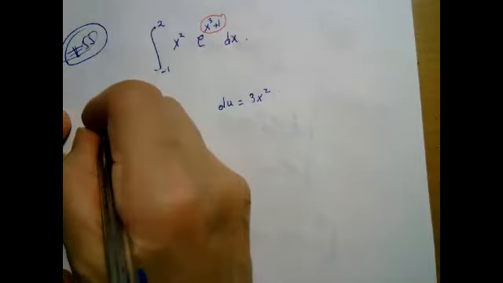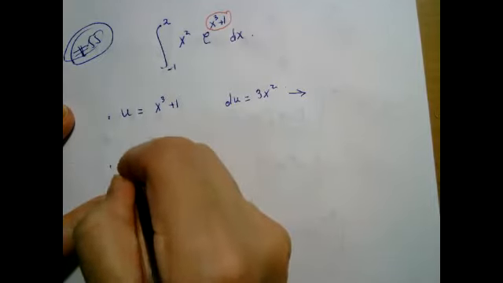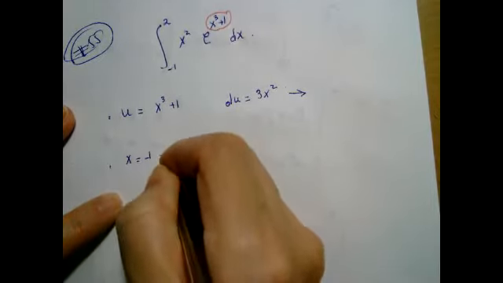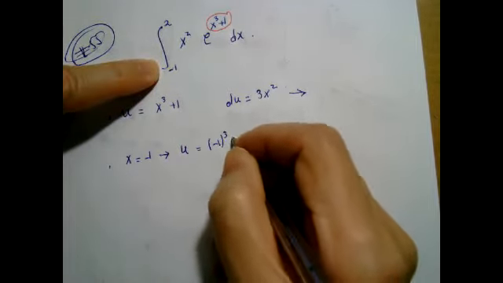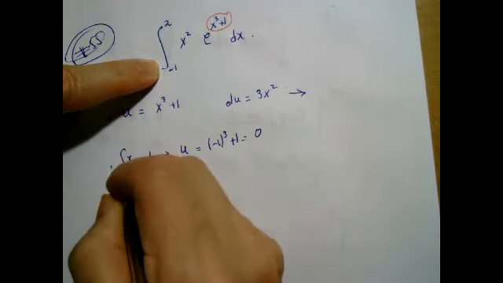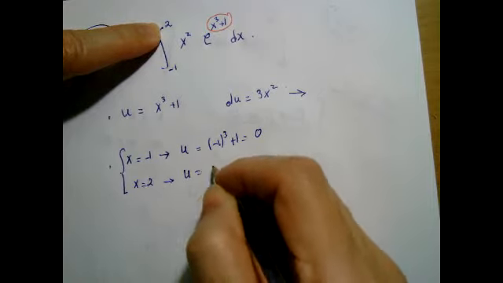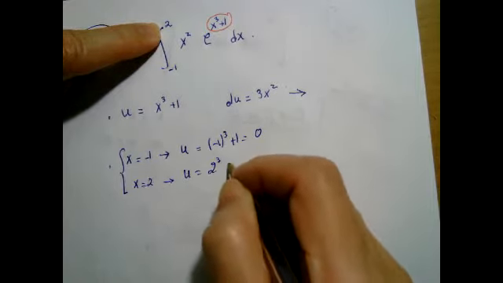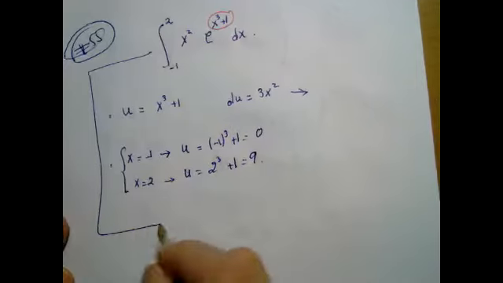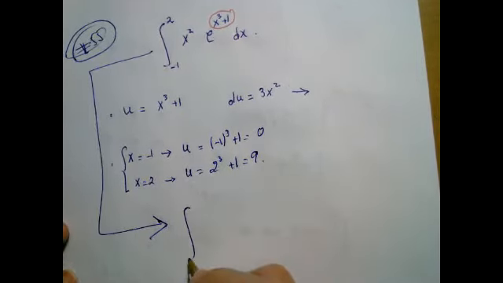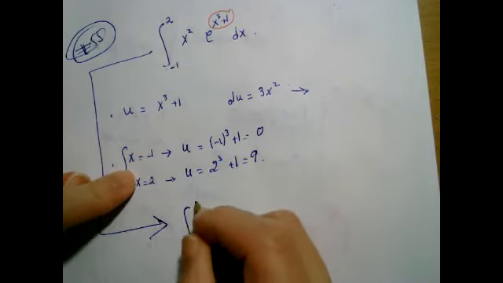I want to change limits immediately. And actually here we know that we have to divide by 3. Limit: x is -1. My new variable will be (-1) to the power 3 plus 1, which is equal to 0. If x is 2, my new variable is 2 to the power 3 plus 1, which is equal to 9. And now my integral, the lower limit becomes 0. The upper limit is 9.